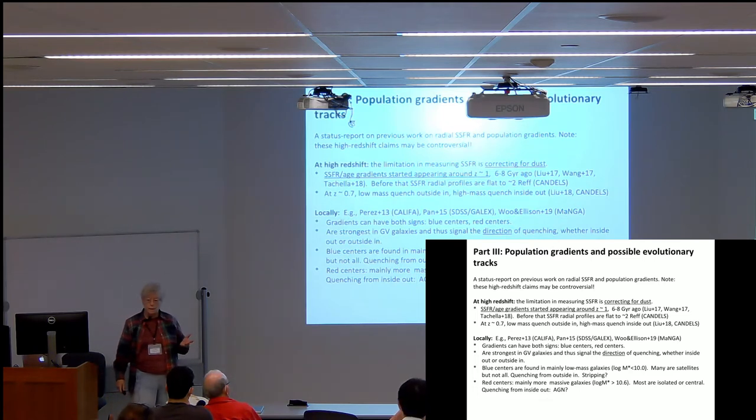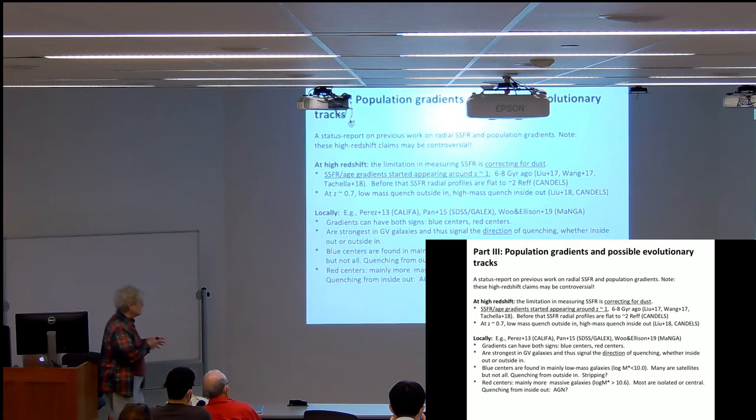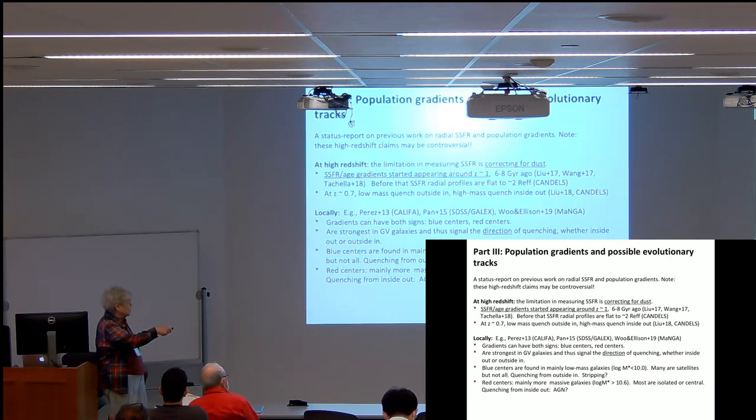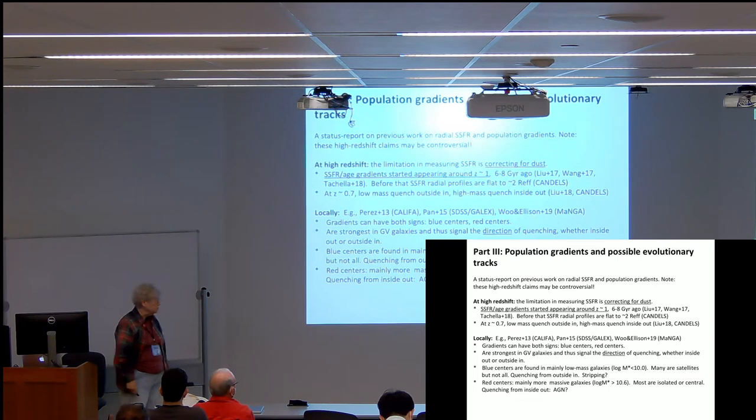And that's consistent, I think, with an early chaotic phase in which various radii are constantly getting mixed. It tends to make a flat-looking galaxy. Okay, one paper here, at a redshift using candles at Z of 0.7, detects incipient gradients and notes that there are two kinds in low-mass galaxies. The centers are blue, and it looks as though those galaxies are quenching from the outside in, and the reverse is true at high mass.